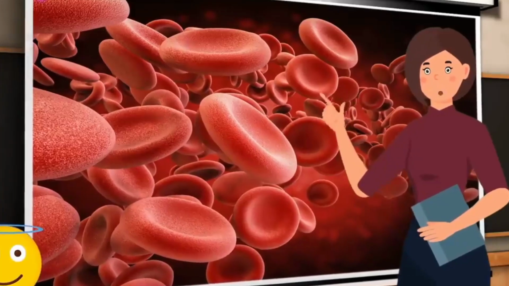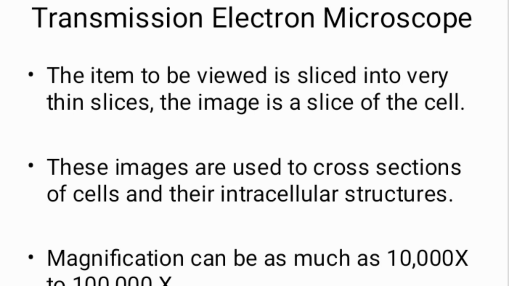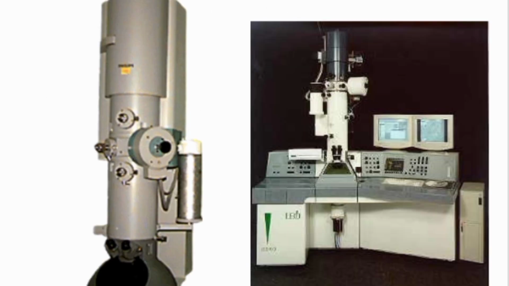So we have the transmission electron microscope. The item to be viewed is sliced into very thin slices. The image is a slice of the cell. These images are used to view cross sections of cells and their intracellular structures. Magnification can be as much as 10,000 times to 100,000 times under a transmission electron microscope. So you can see the picture of a transmission electron microscope.